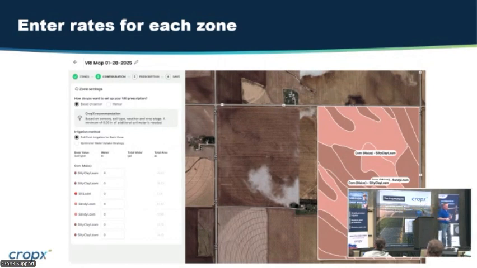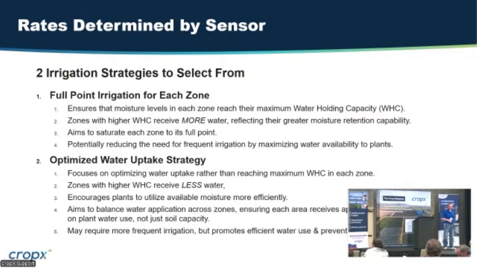We have a full point irrigation for each zone, based on sensor, and an optimized water strategy for each zone. And I just wanted to stop here and dive into those two a little bit to explain what each of those two options truly mean. So the full point means we're going to water each zone to maximize their water holding capacity in each zone.